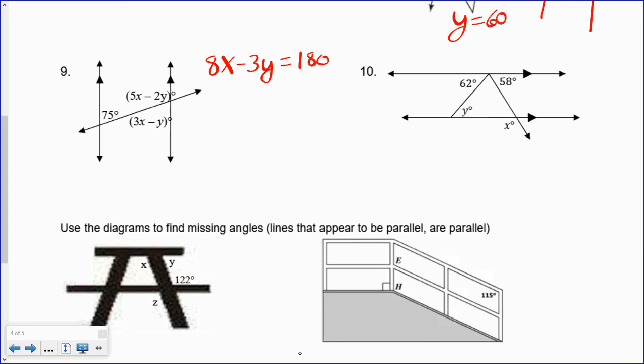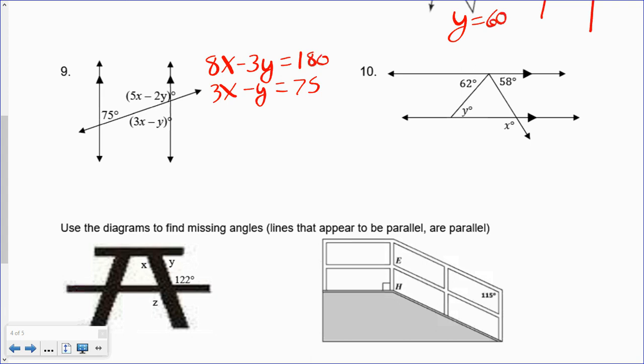Now, what's another relationship I could use? These are equal? Yes. Okay, cool. So we're going to do 3x minus y is equal to 75. Better to write it in that order. I only need 2 equations, so that's fine. I'm good with this. Now I just need to rework these systems.